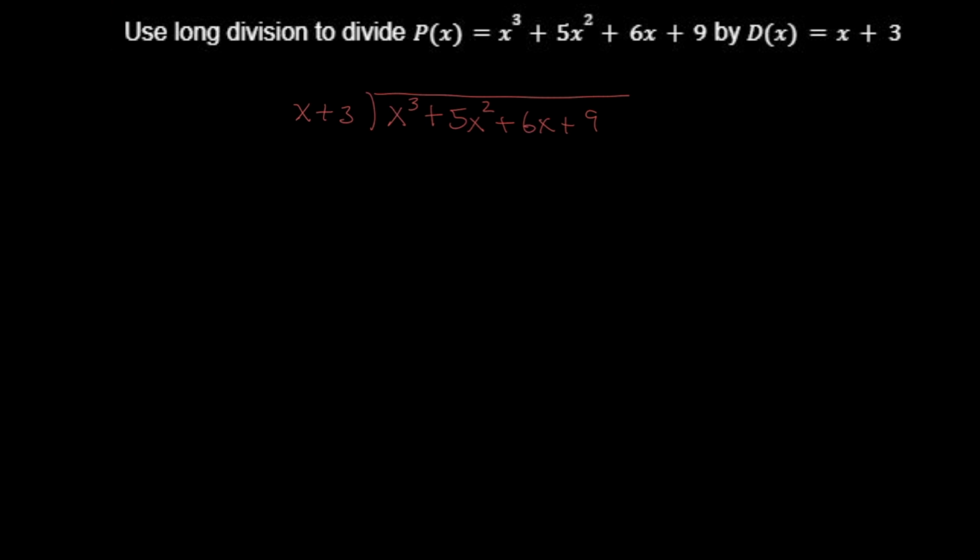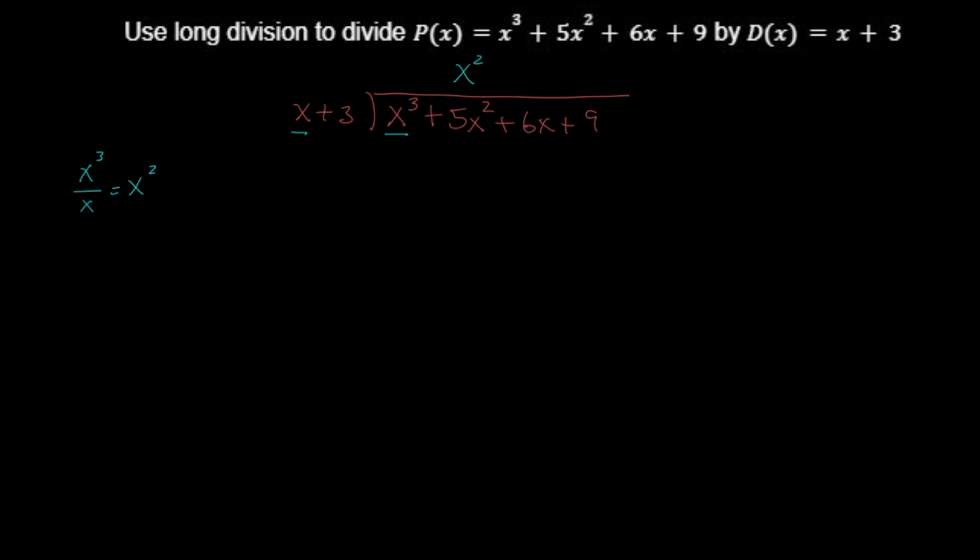Now that we have it set up, the first thing we're going to do is take the leading terms of each of the current polynomials and divide them. Not leading coefficients, but leading terms. So we'll take our x to the third and divide it by x, which is x squared. We're going to write that on top.